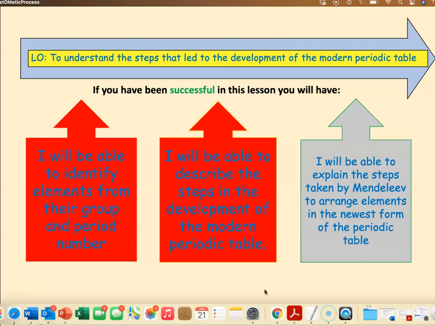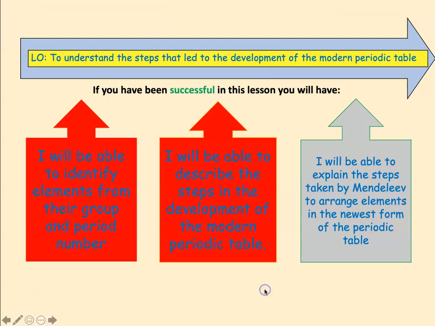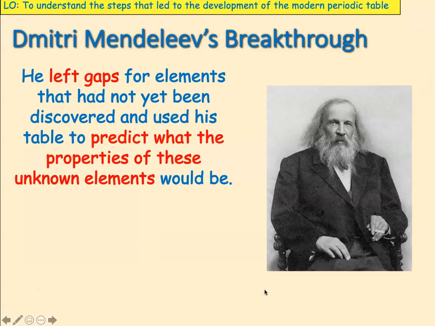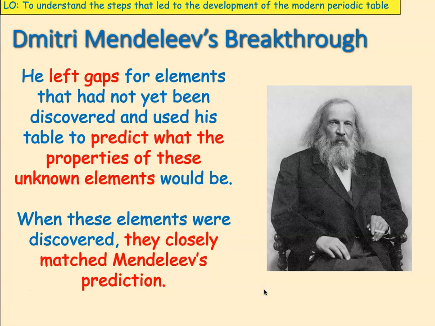Okay, we're going to look at our third success criteria. We're going to look at those steps taken by Mendeleev to arrange the elements a lot better than his predecessors did in proper groups. Okay, so he left gaps. I think this is one of the things that you do remember, right? He left gaps for those elements that had not been discovered, and he predicted the properties. And those properties matched. When these elements were discovered, they closely matched his prediction.